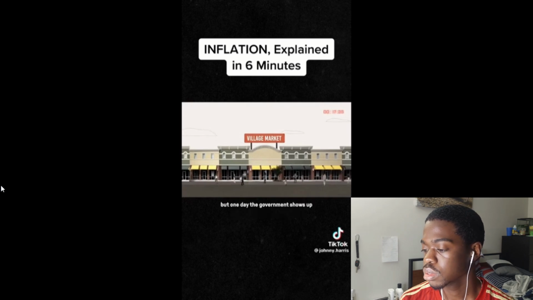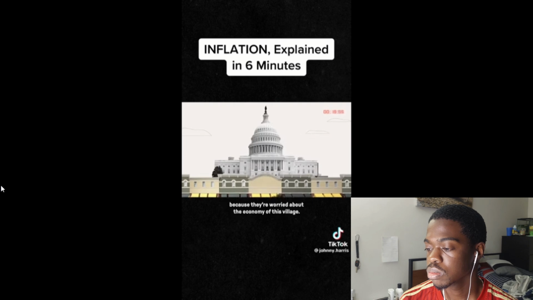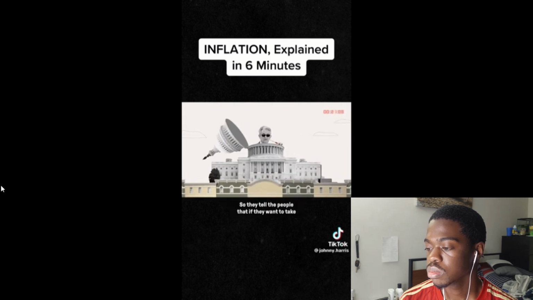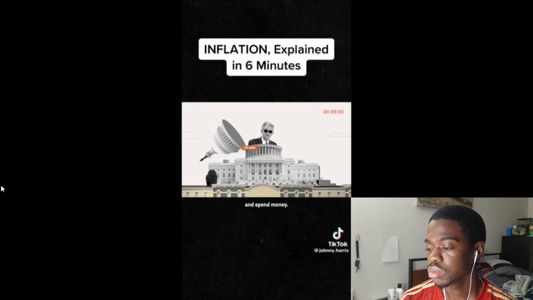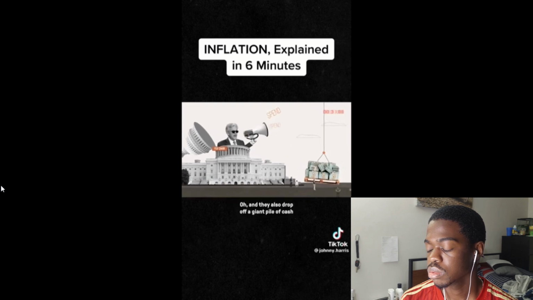their clothes. But one day the government shows up because they're worried about the economy of this village. They tell the people that if they want to take out a loan, they're going to make sure the banks will not charge them a high interest rate. They want to encourage the people to take out loans and spend money. Oh, and they also drop off a giant pile of cash for everyone in the village. And everyone in the village is like, sweet, I'm feeling pretty rich.